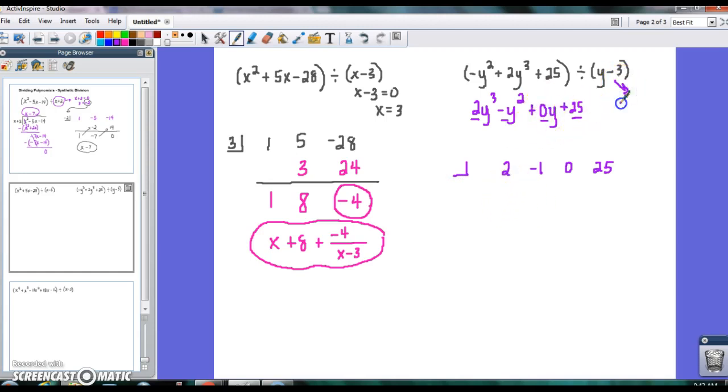I'm going to set this equal to 0 and solve for y. I get y equals 3. Okay, so that's what goes in my funky little bracket.